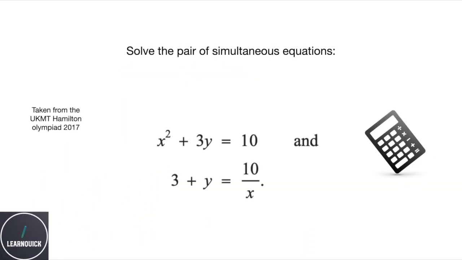Solve the pair of simultaneous equations x squared plus 3y equals 10 and 3 plus y equals 10 over x. This was taken from the UKMT Hamilton Olympiad 2017. If you would like to give it a go, make sure to pause the video now. Okay, now we're going to go through it.